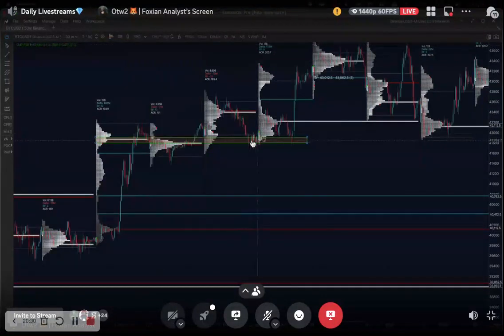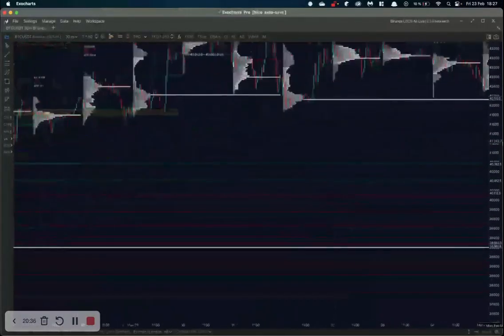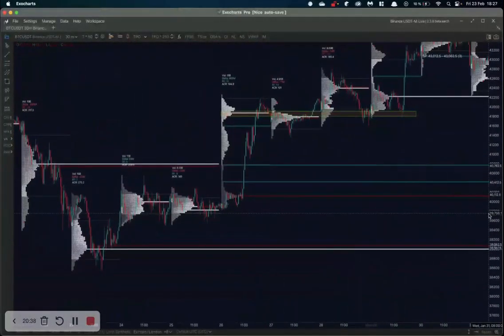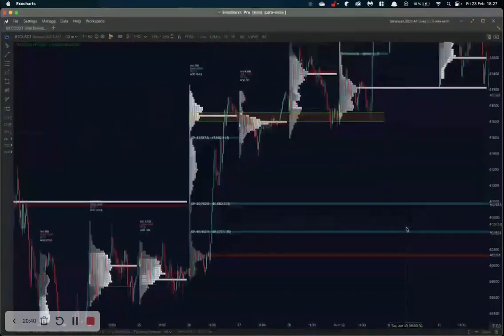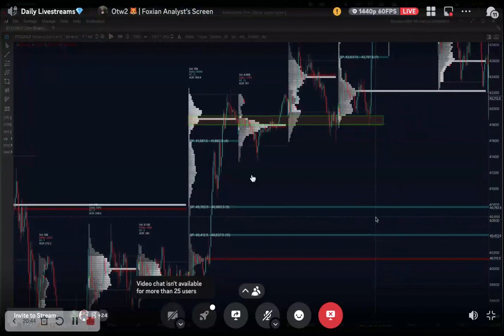Well, it bounces, right? So it's the same idea. You're looking for discrepancies between the time point of control and the volume point of control. Right. Any questions regarding this?